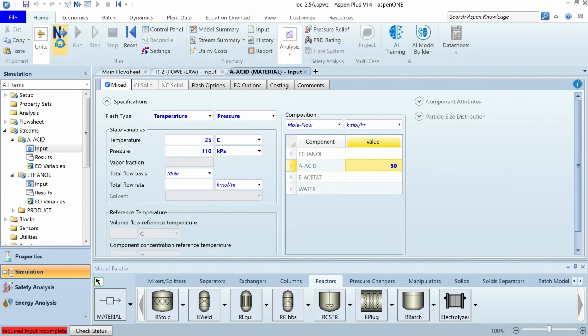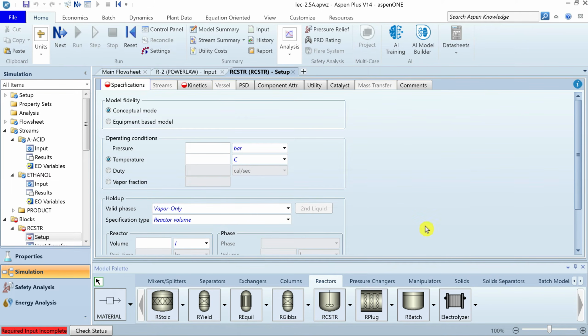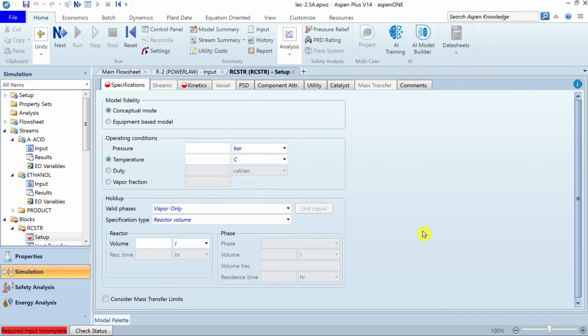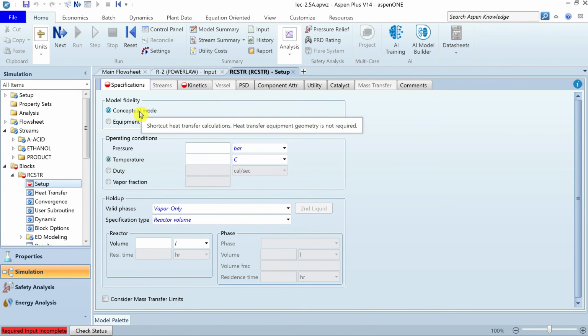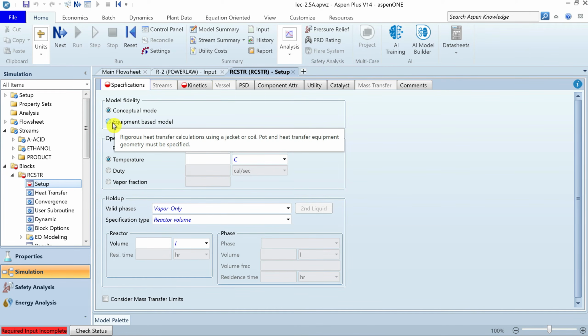So let's move to the specifications of RCSTR. Hide this model palette to have more space for the working window. Here you have 2 major options as model fidelity for the RCSTR. The first one is the conceptual mode, where heat transfer calculation is based on the shortcut method, where only the duty corresponding to the reactions is calculated and displayed in the results. The other option is the equipment based model, where rigorous heat transfer calculation is performed for jackets as well as for coil type heating and cooling purposes.